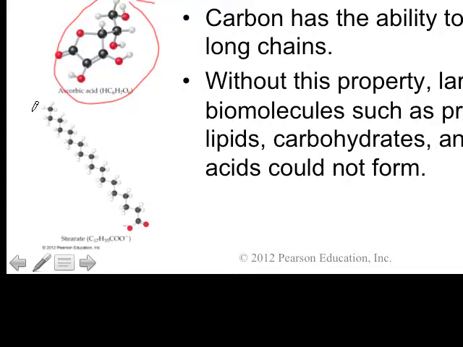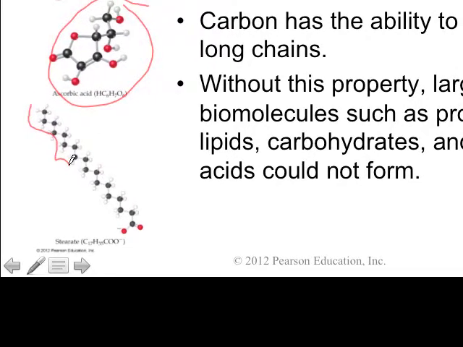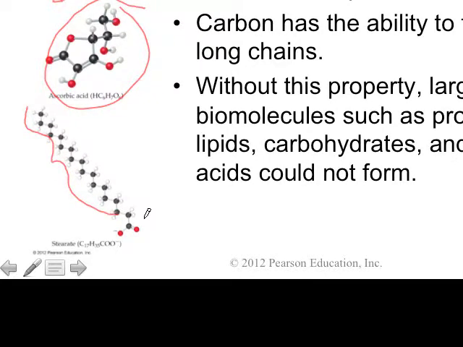In contrast, we have many carbon hydrogens with just a couple little oxygens on the end. This is stearate, or stearic acid without a hydrogen. It's a fatty acid. And your fats are made up of fatty acids. In fact, triglycerides are made up of 3 of these fatty acids. That's what the tri means.